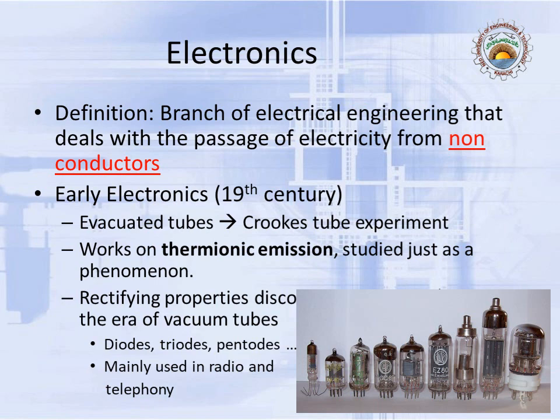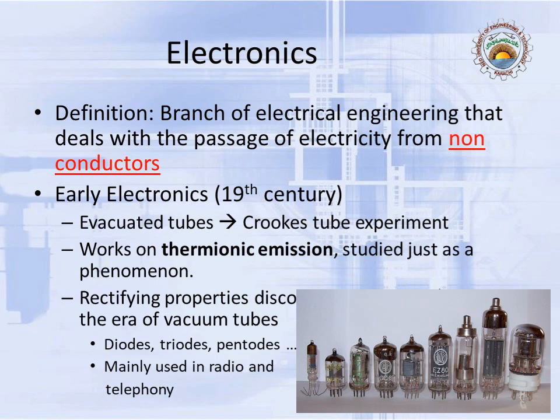Early electronics began in the 19th century. You have already read about some of the early electronic components. For example, vacuum tubes had their origin in the Crookes tube experiment, the discovery of the electron, and the cathode ray tube experiment that we studied back in class 9 onwards. Those were based on thermionic emission, and they were just being studied as a phenomenon back then. In cathode ray tubes, the charged particles, the current, were moving through an insulating medium, that is, the vacuum.